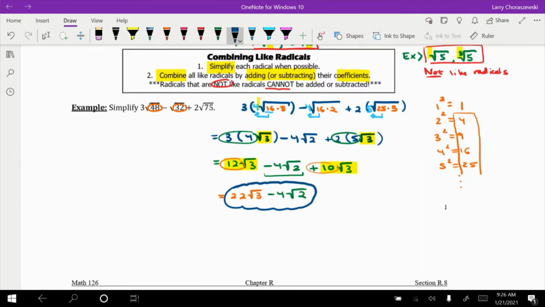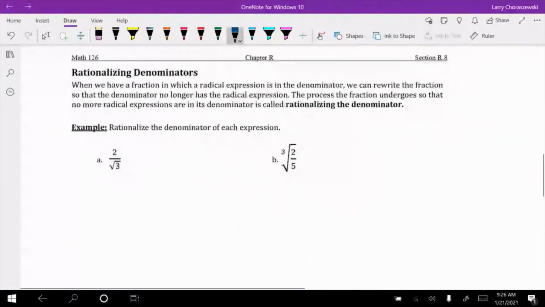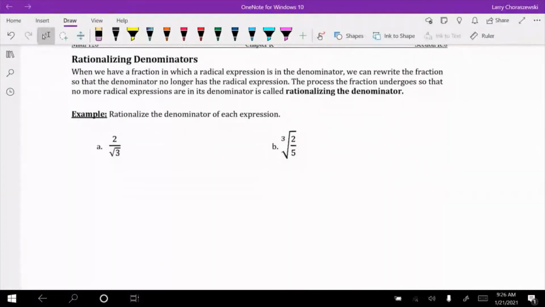Alrighty. So we'll discuss one more skill, and that last skill for this section is rationalizing denominators. And as you're probably aware, in addition to not liking 0 in the denominator, we also don't like to have radicals in the denominator. And anytime you have a fraction with a radical in the denominator, you're challenged to rewrite the fraction so that the radical in the denominator goes away.